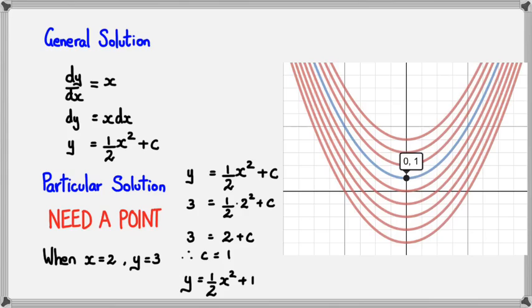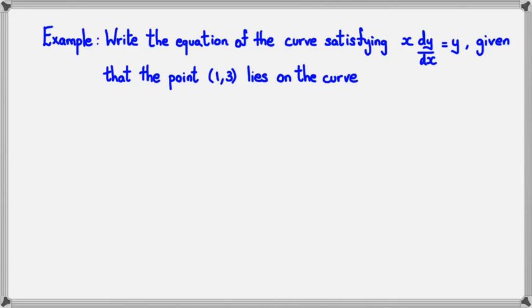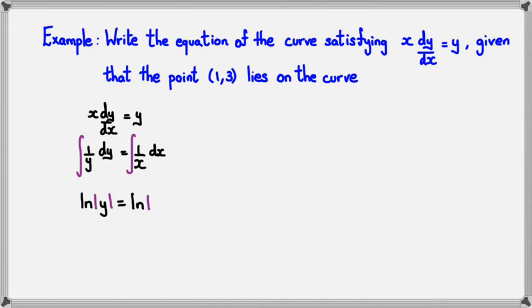Alright, let's have a look at another example. In this example, I want to write the equation of the curve satisfying x dy/dx equals y, given that the point (1, 3) lies on the curve. So I've got my differential equation, x dy/dx equals y. I need to find the general solution first, and then work out the particular solution. Rearranging, I get 1 over y dy equals 1 over x dx. Integrating both, I get ln y equals ln cx.